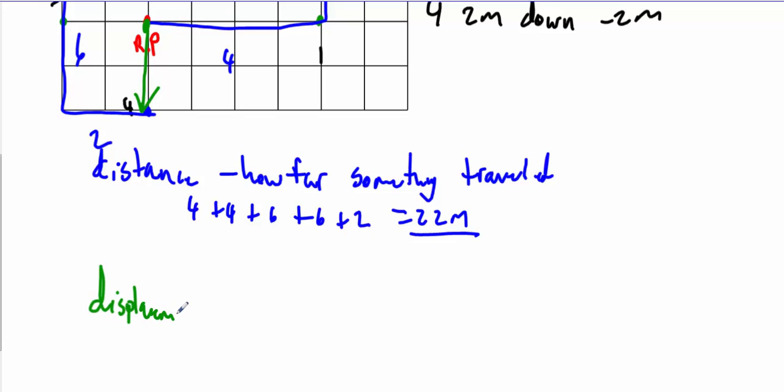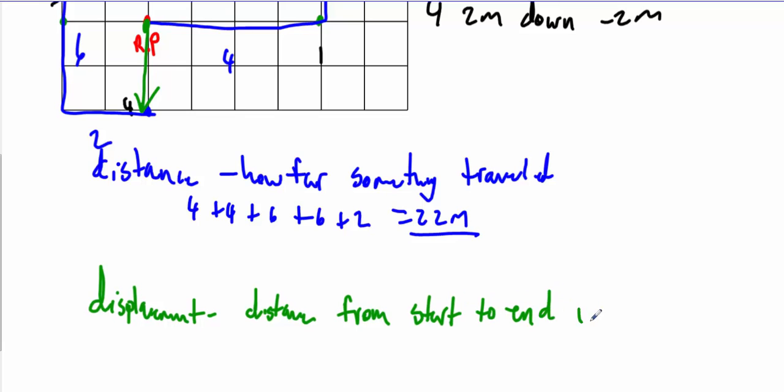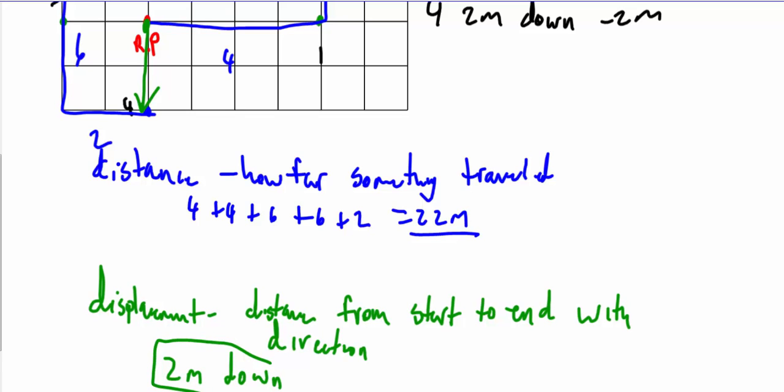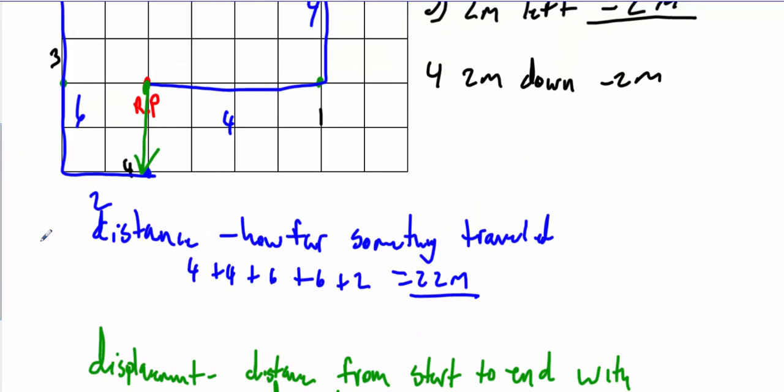Displacement is distance from start to end with direction. So the displacement in this example is 2 meters down. It tells me how do I get to where the end point is. I don't care what path I take, I just want to end up in the same end point.